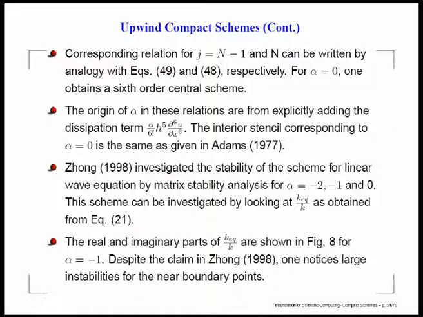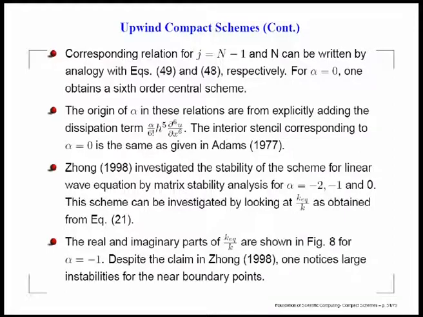Now, the choice of alpha is given by the second bullet. You can see that it is given by adding a term which is alpha by 6 factorial h to the power 5, the 6th derivative. So this is really higher order upwinding, right? A 6th order term has been added. Now, Zhang actually investigated various possible cases, taking values of alpha as -2, -1, and 0. 0 takes you back to Adam's scheme.